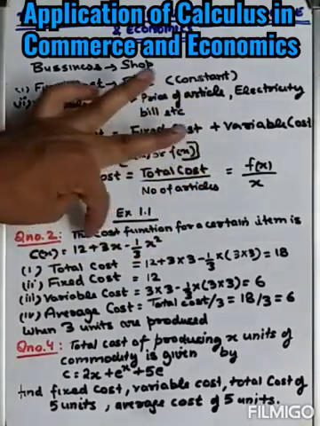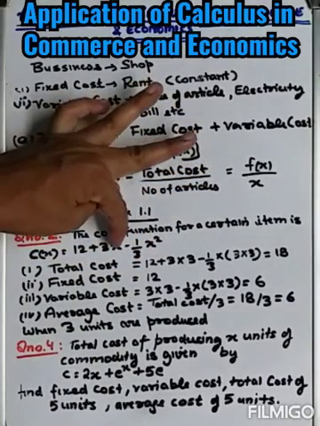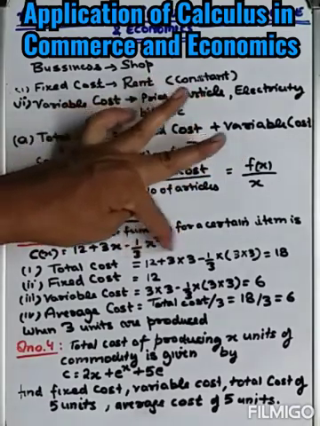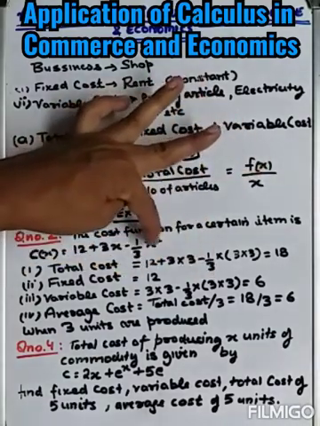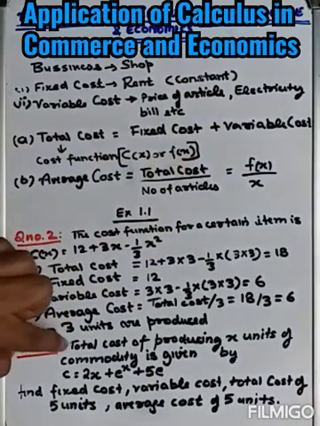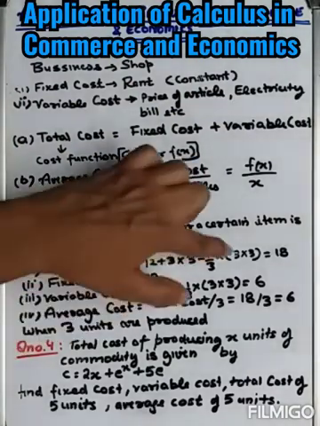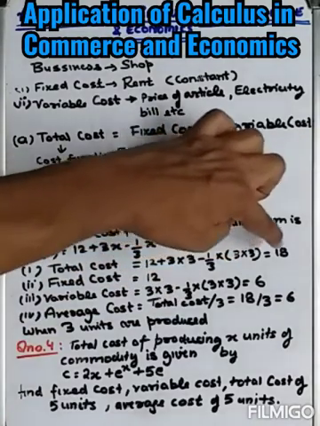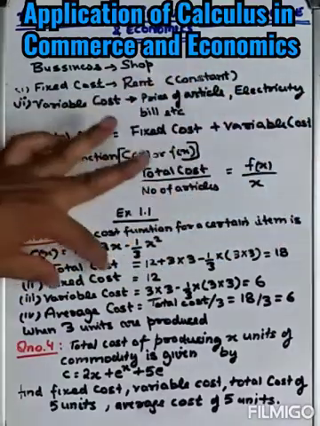So 12 plus 3 into the value of x, which is 3, minus 1 by 3 x square. Value of x is 3. What is x? x is the number of units, number of articles. 3 square is 3 into 3. This gives 18.